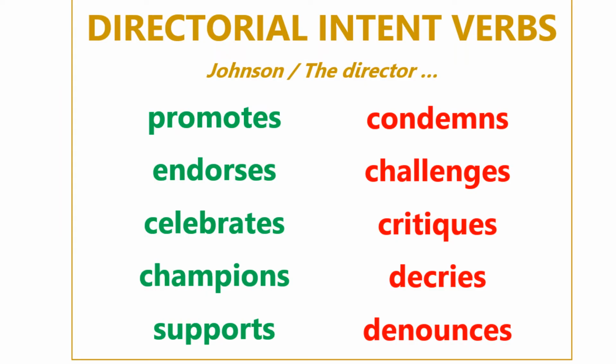Well, after your example, think about what Johnson is promoting, endorsing, celebrating, championing, or supporting through his examples, if it's something positive. If it's a negative message he's sending, then the phrasing might be, well, the director is condemning or challenging or critiquing or decrying or denouncing a specific value or action. Again, remember these characters are meant to be a reflection of society at the time and both cultures. So think about, okay, through this example, is Johnson promoting an idea or is he condemning an idea? And try and bring at least one of these sentences into each of your main body paragraphs.